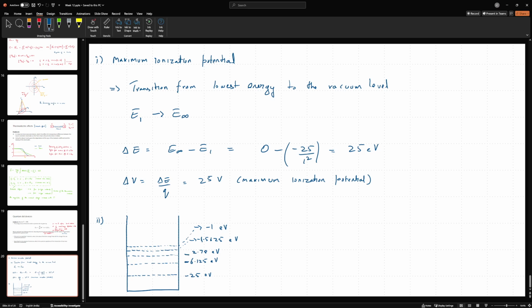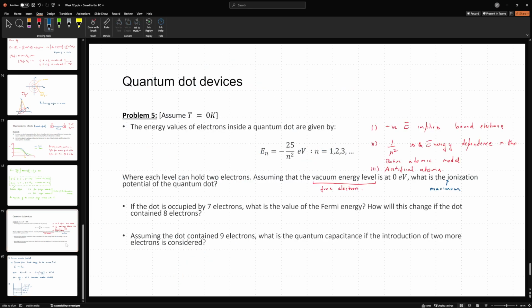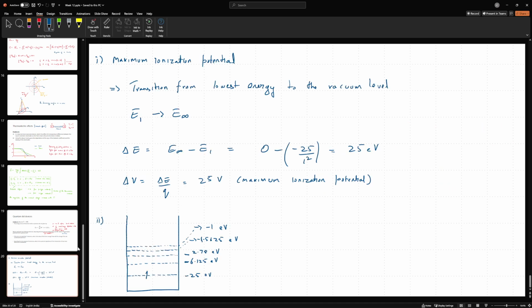Now, initially we are told that the system has 7 electrons. So how do I find the Fermi energy? The 7 electrons can be occupied in any number of configurations. To find the Fermi energy, I should first look at the configuration of the system at T equal to 0 Kelvin. Essentially, all the electrons are pushed to the lowest available energy states.